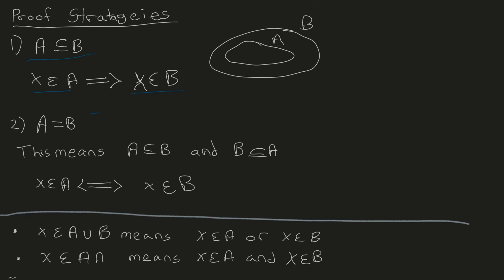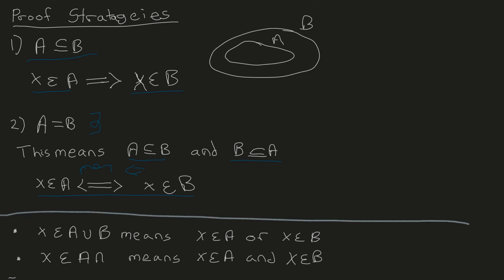Now if you're given a statement like statement 2, which says A equals B, this means A is a subset of B and B is a subset of A. So if X is an element of A, then it also implies that X is an element of B. This double arrow means implication in both directions. X is an element in A implies X is an element of B, and since A equals B, X is an element of B also implies that X is an element of A.